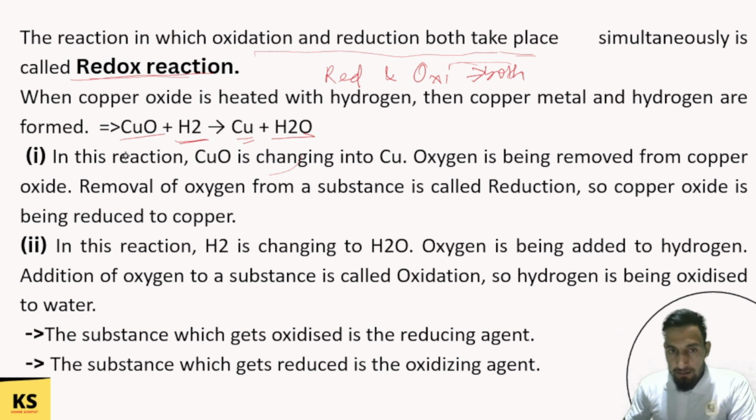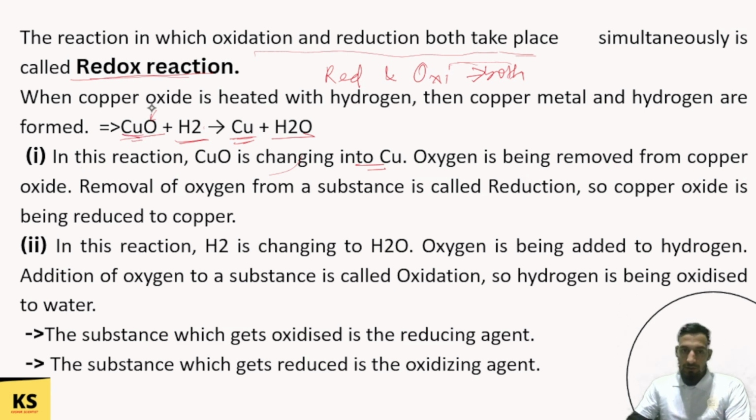Looking back, we can say CuO plus H2 gives us Cu. Here the H2 is taking this oxygen and leaving out copper. We can say this is a type of displacement reaction also, but let us focus on redox reaction here. CuO plus H2 gives us Cu plus H2O. In this reaction, what happened to CuO? CuO is changing into Cu. Oxygen is being removed from copper oxide.